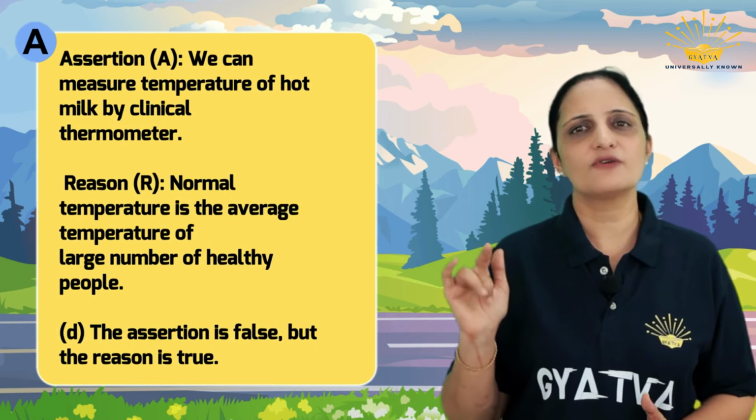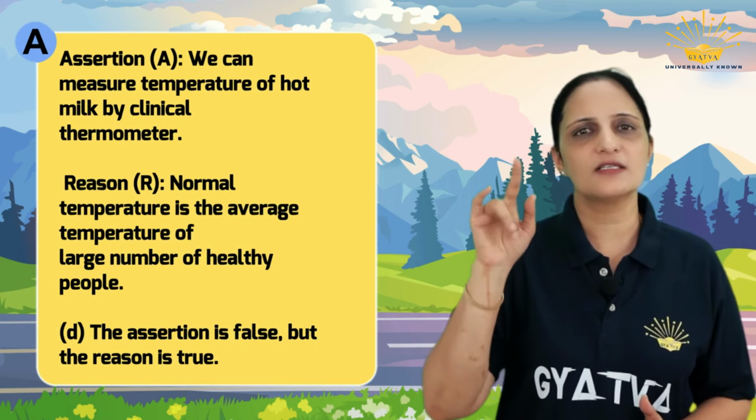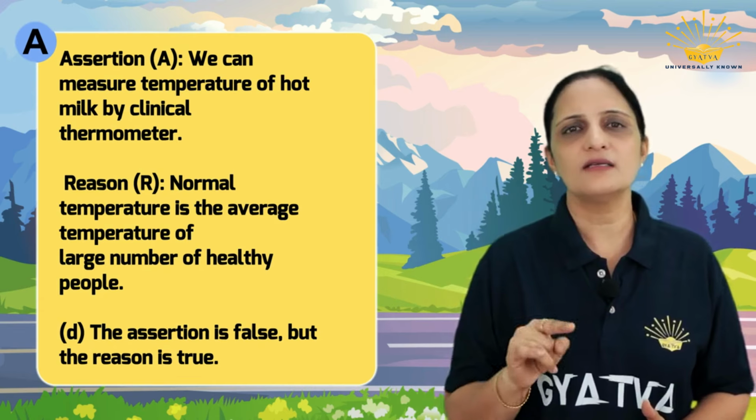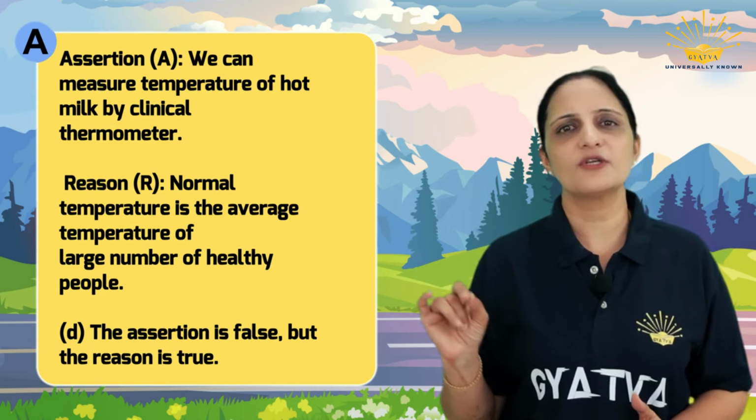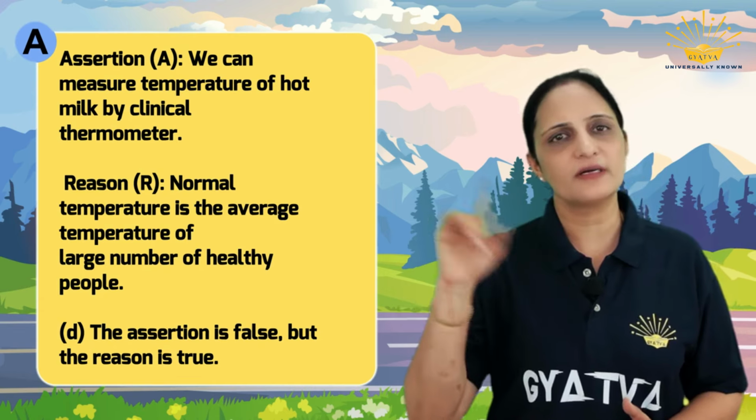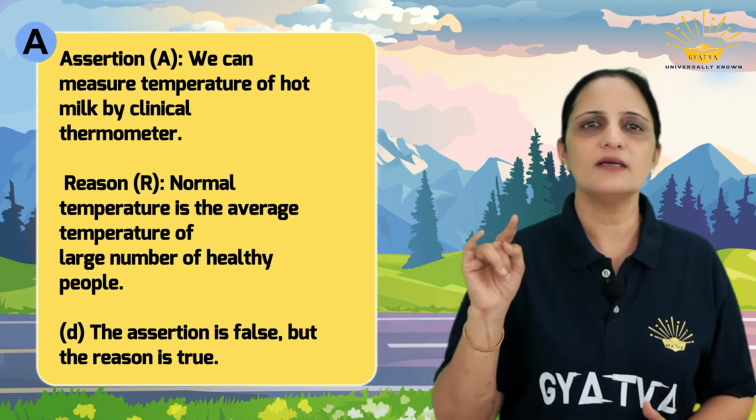Third, assertion. We can measure temperature of hot milk by clinical thermometer. This is false. Reason. Normal temperature is the average temperature of large number of healthy people. This statement is true. So the correct option would be D.